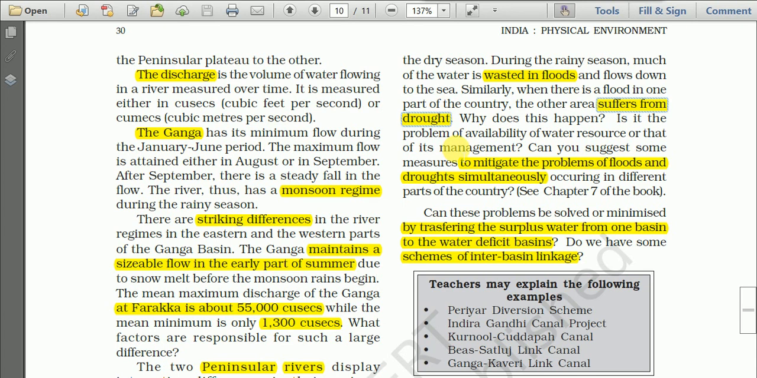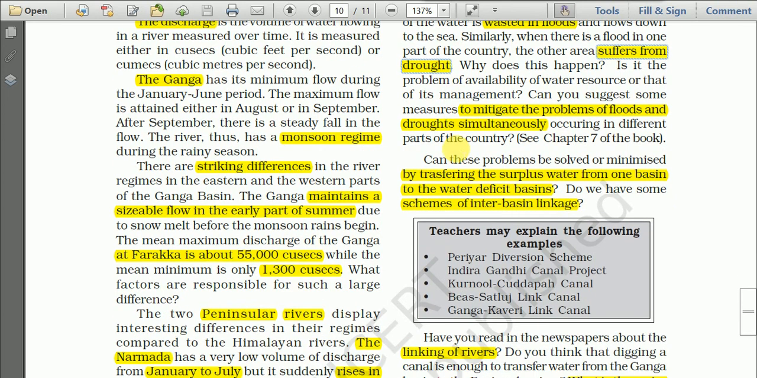Can you suggest some measures to mitigate the problems of flood and drought simultaneously? We have learned that while we are facing flood in one part of the country, there is drought in other parts. So can you suggest some measures to mitigate the problems of floods and drought simultaneously?